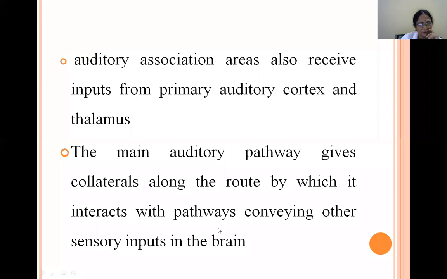The main auditory pathway, as it goes up to the cerebral cortex along its route, interacts with pathways conveying sensory inputs in the brain. So many pathways are ascending upwards. Therefore, it sends a few fibers to these pathways also, such as the spinothalamic tract and the posterior column pathway. As they are ascending, they may send a few fibers here and there to these tracts. Therefore, a little bit of information is also conveyed to the ascending sensory tracts.